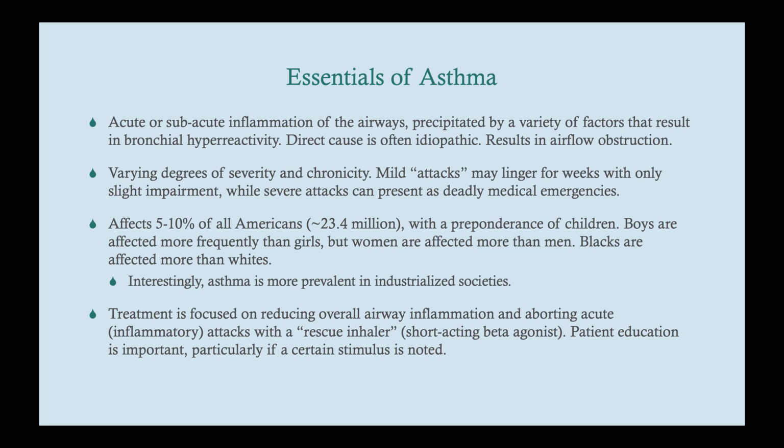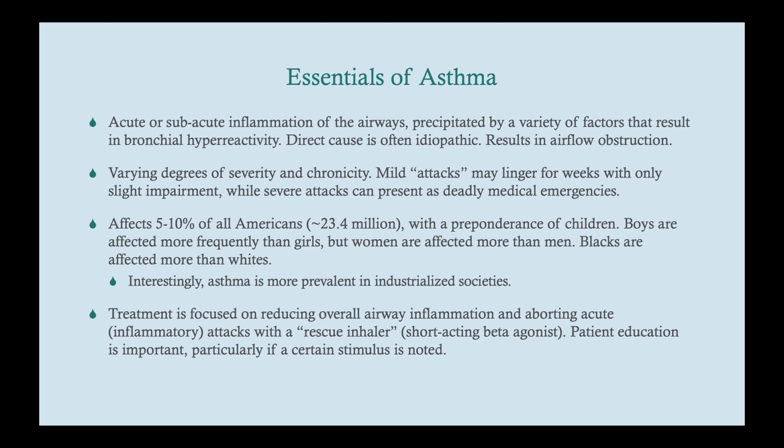So some essentials of asthma. Asthma is acute or subacute inflammation of the airways, which can be precipitated by a variety of factors, resulting in bronchial hyperreactivity. So the bronchial smooth muscle is contracting and way overreacting to whatever stimuli are there. When you go outside, if you don't have asthma and you're exposed to dirt and dust in the atmosphere and pollens, you may cough a little bit, but you're fine. If you have asthma and you go outside, you may get an asthmatic attack, and that's just because your bronchi happen to be hyperreactive.